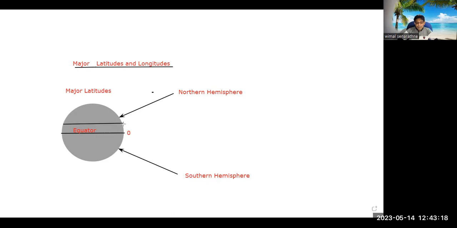Then there is another important latitude at 23.5 north. Right, the degree value is 23.5, 23.5 degrees north. There is an important latitude, a major latitude. It is called Tropic of Cancer. Right, it is called Tropic of Cancer.